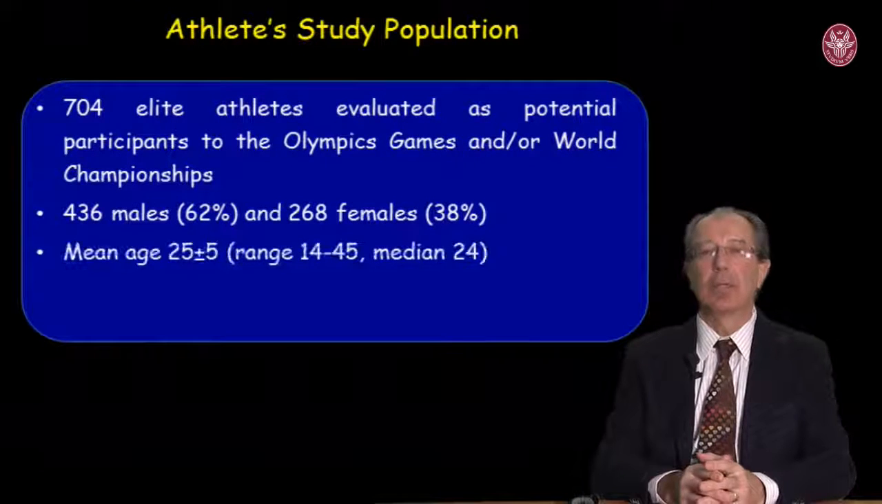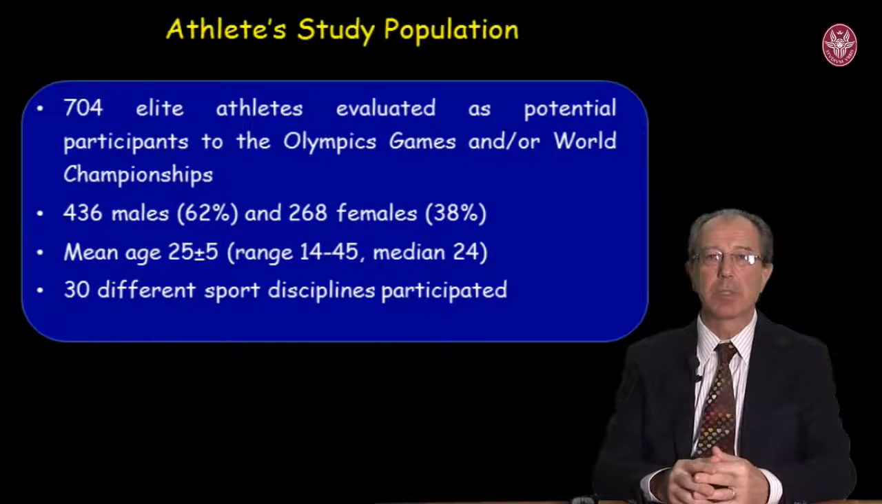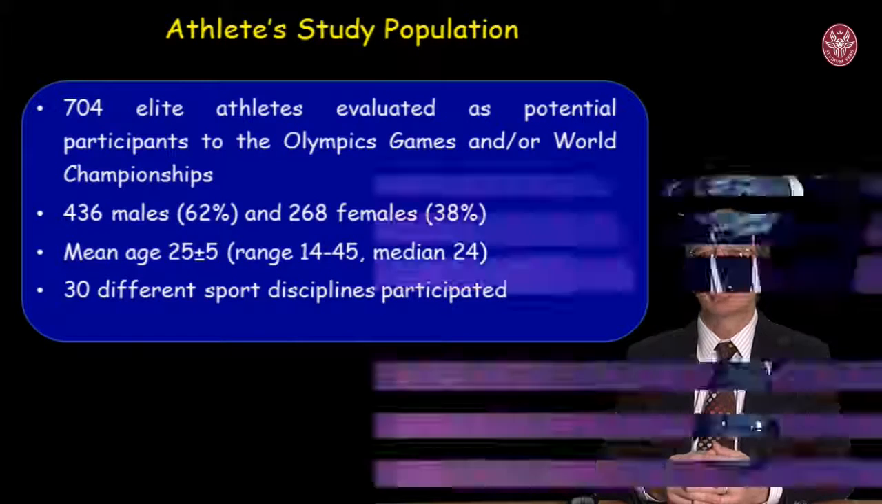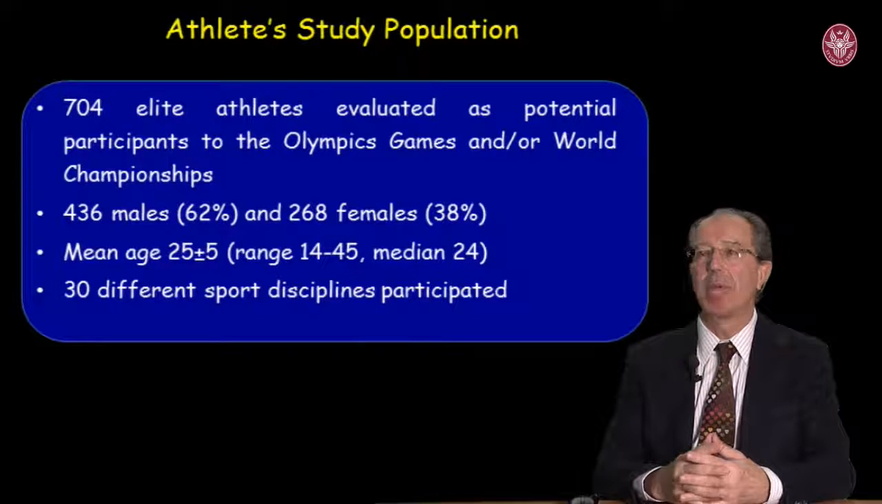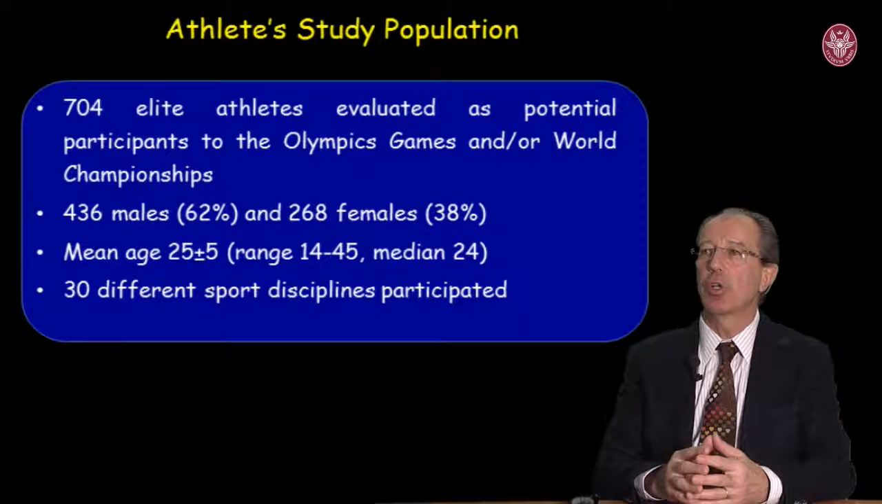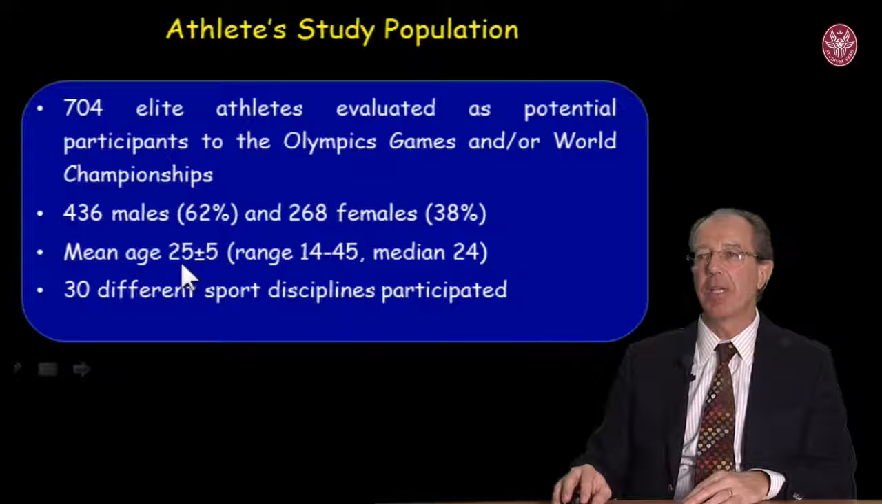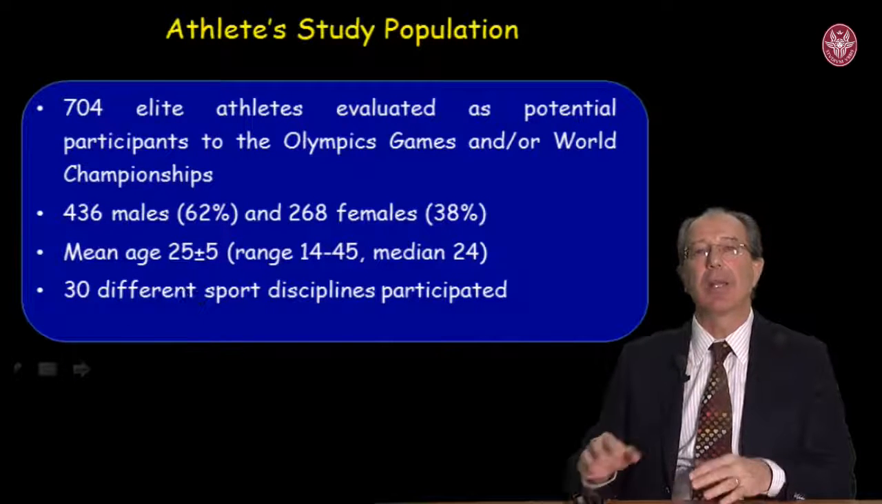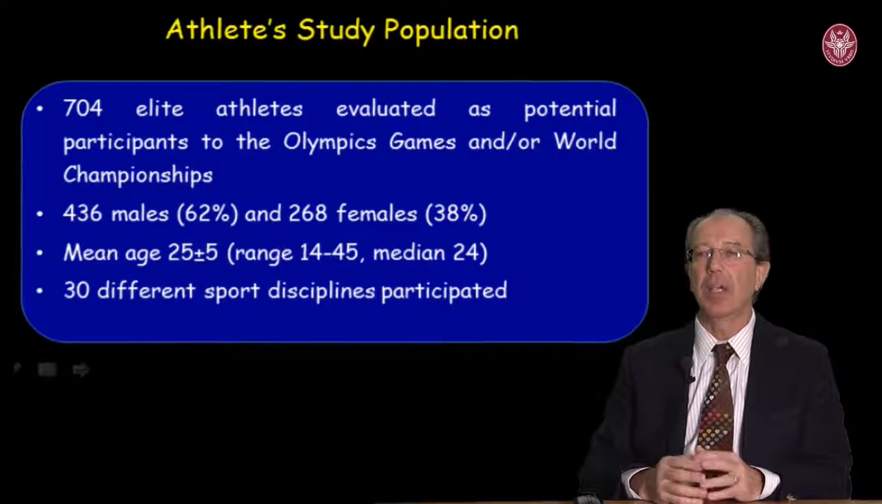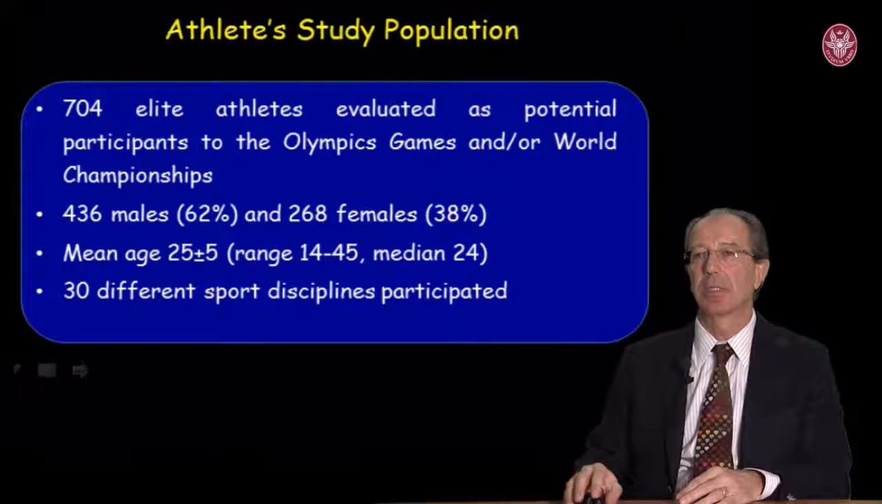That's why we decided to start an investigation specifically focused on the issue of the J wave elevation. And we were able to recruit more than 700 elite athletes, which were evaluated according to our protocol just before their participation in the Olympic Games or World Championship. The population included a substantial proportion, about 40%, of females. The age was relatively young, the mean age was 25, and the athletes were elite competitors engaged in 30 different sports disciplines.